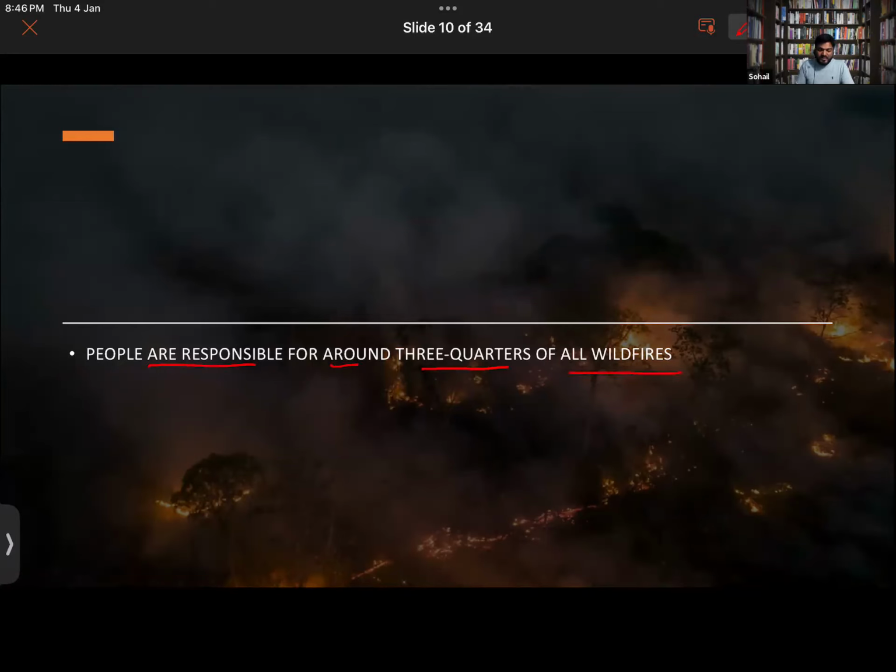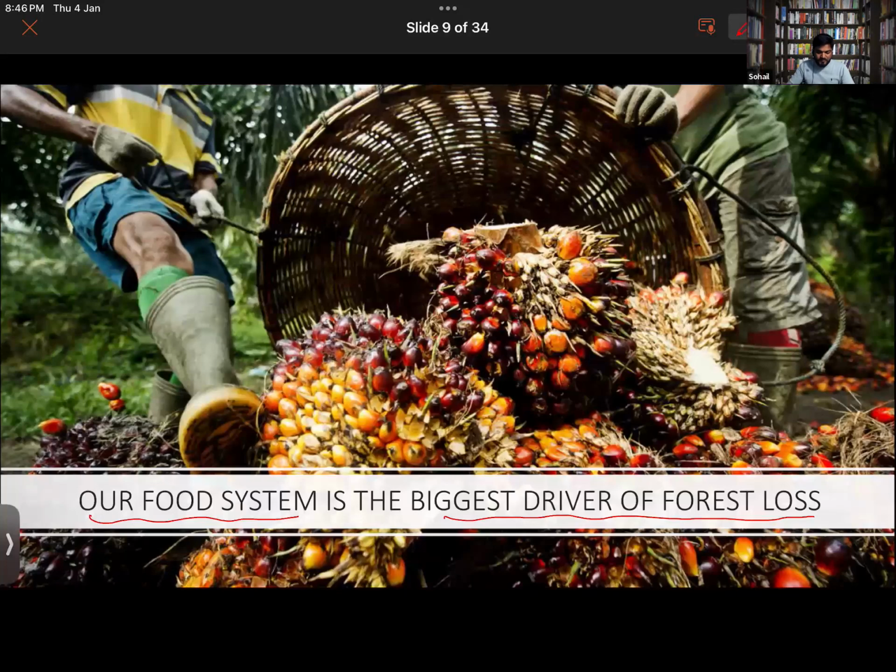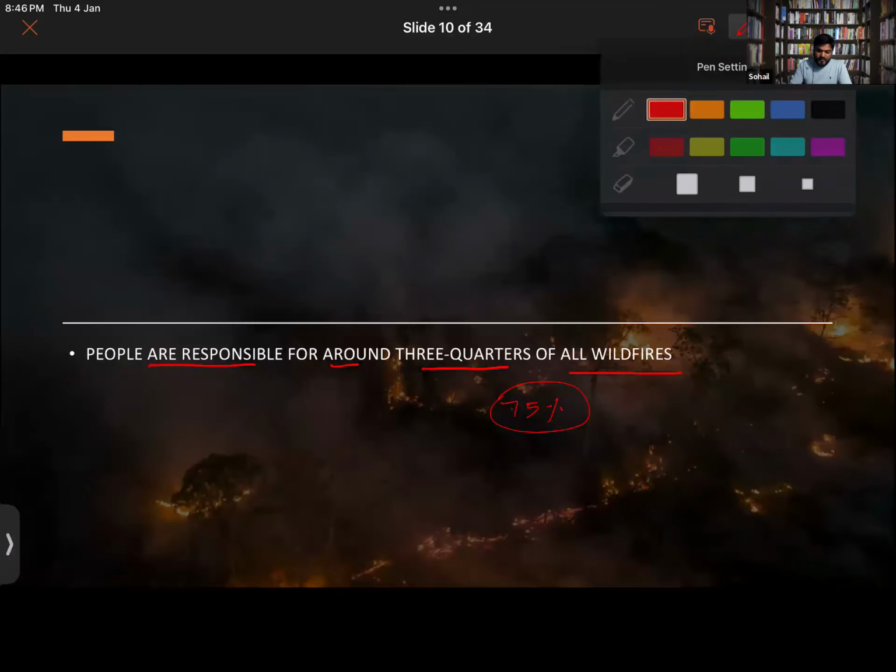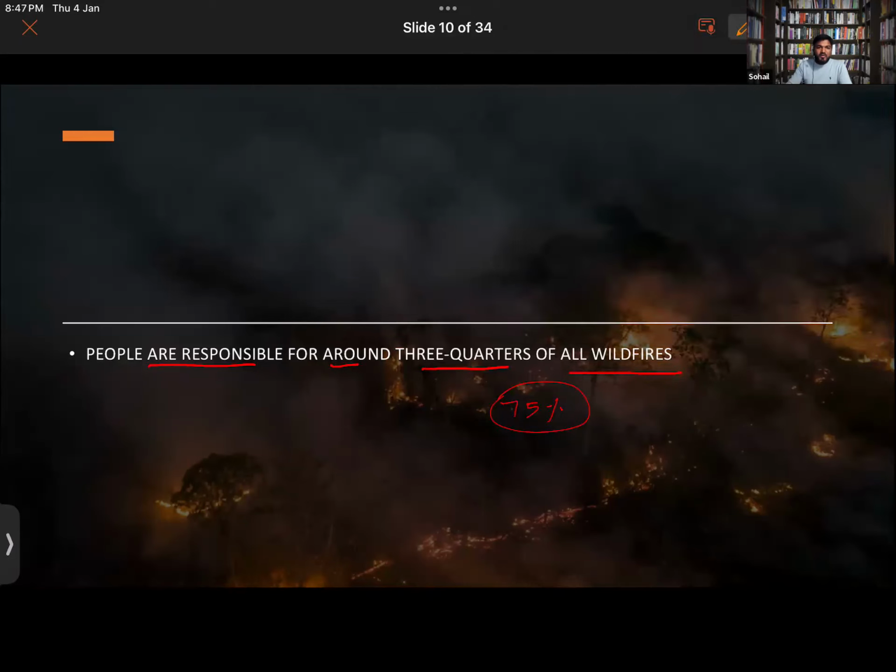Almost 75% of the wildfires in the forest are caused due to human intervention, due to human activities. So that is another thing. While wildfires can happen on their own as well, it can happen on its own as well.